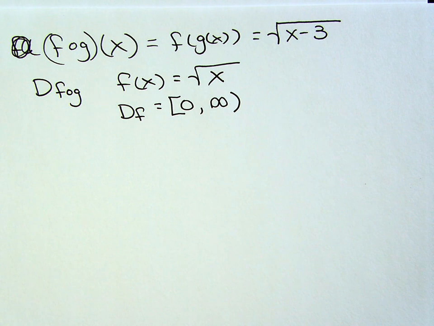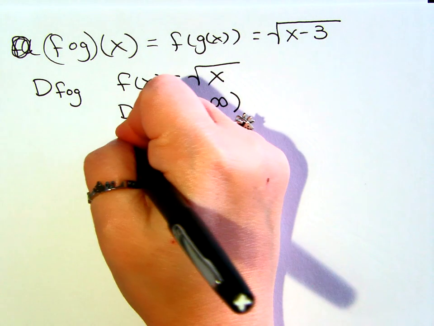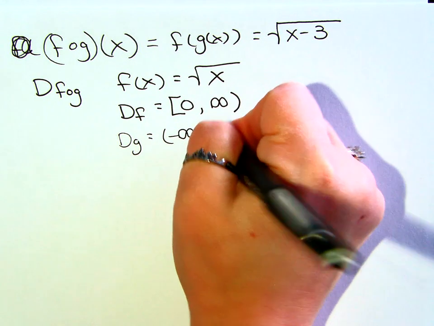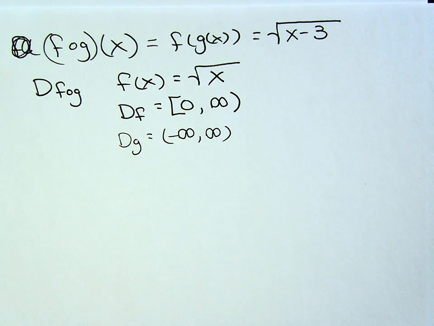Okay. What about g? Do we have any trouble with g? What's the domain of g? Negative infinity to positive infinity. Yeah, there's no problems with g. G plays nice. We're good there. But we need to find the domain of f of g.